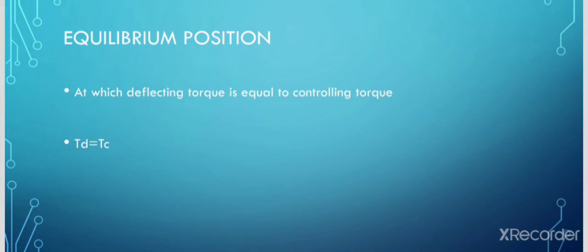Equilibrium position is the point at which the deflecting torque is equal to the controlling torque. At this position, the pointer comes to rest. So we can also say that tau d is proportional to tau c. The point at which the deflecting torque is equal to the controlling torque is known as the equilibrium position or final position.